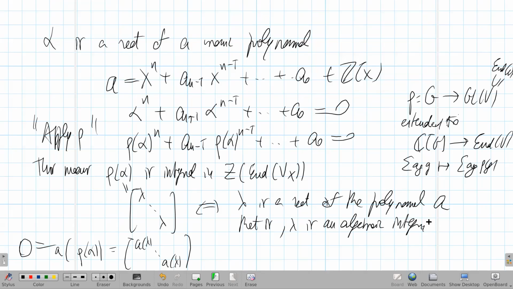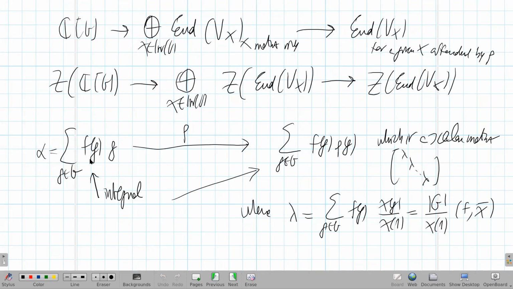Okay, so what we have found is that if you start with a class function whose values are algebraic integers, you take this element here and you apply this, and you end up with a scalar matrix where lambda is an algebraic integer. So this thing, which is lambda, I'm going to copy presently.